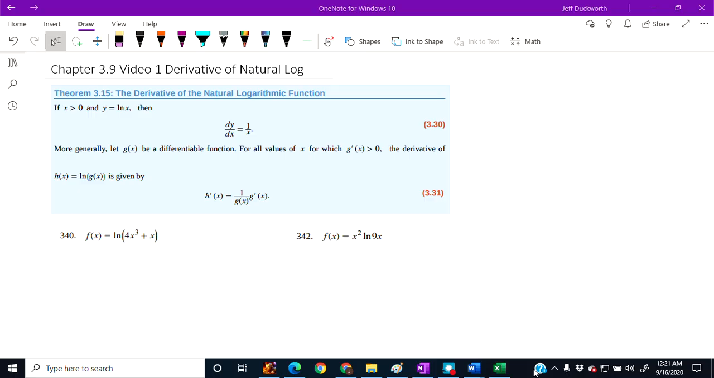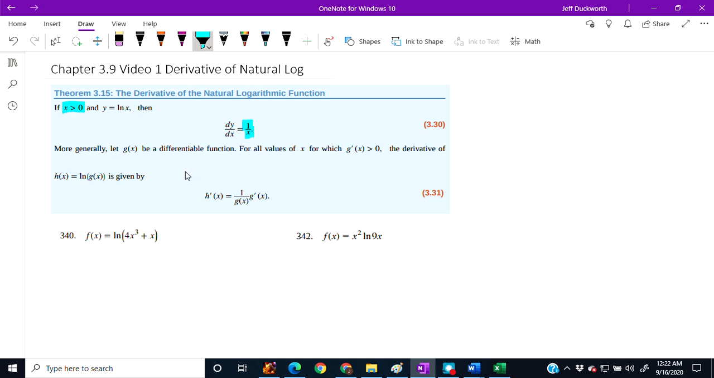Okay, so the derivative of the natural log is 1 over x. Now, note x has to be greater than 0. The reason it has to be greater than 0 is because the natural log domain is strictly positive. You can't take the natural log of 0 or a negative number. It doesn't work. All right. So the derivative of the natural log of x is just 1 over x.